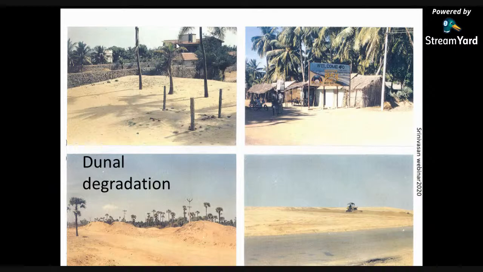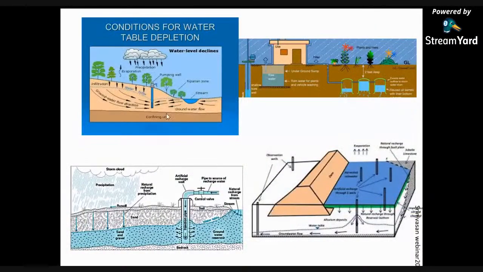Road laying, housing, urbanization. See, this sand gives the water along the coast, a little bit. They are also being eliminated slowly. Where we will get water, there is a dunal degradation that takes place. So the water table is continuously depleting. So now, recharging and management of the groundwater: now we have to recharge it.